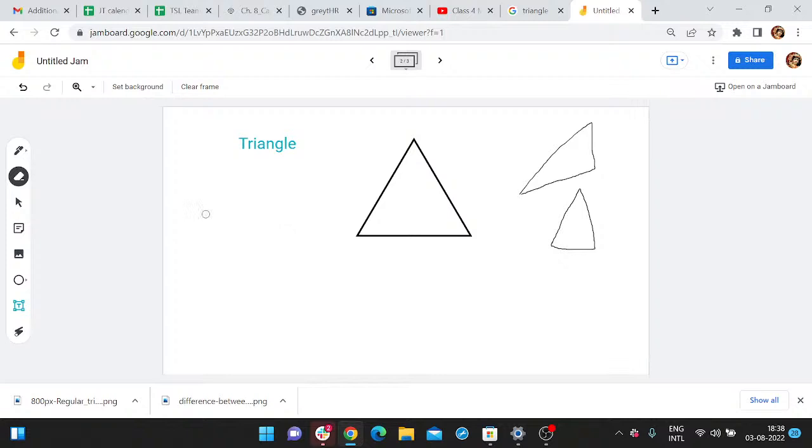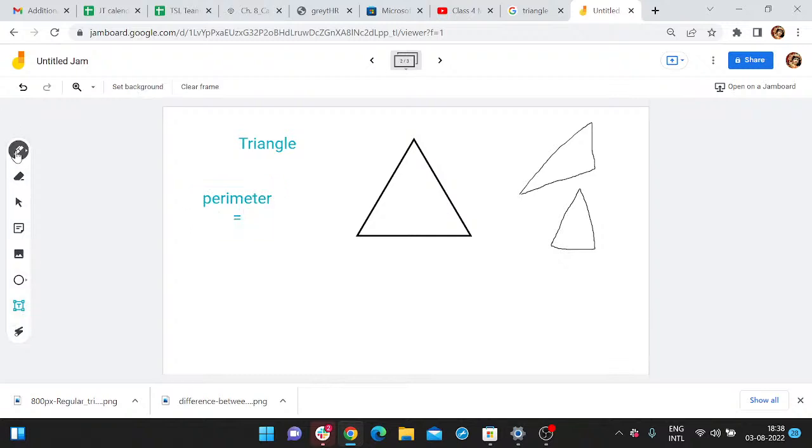Okay, so here we're going to do this together. Again, perimeter is nothing but the sum of the length of all the sides of that figure.